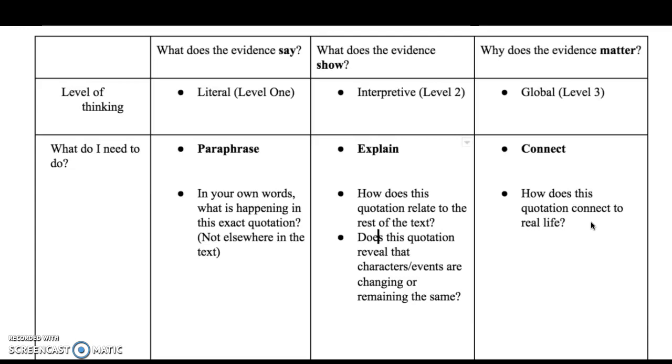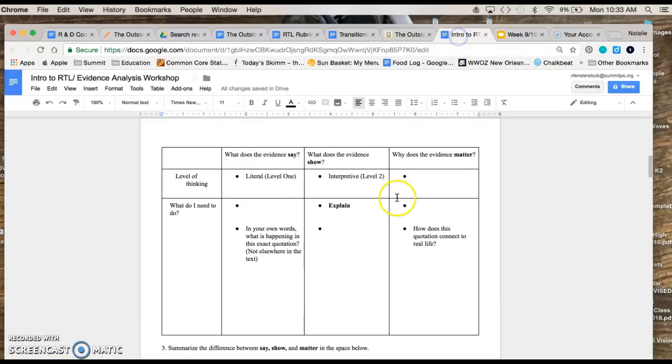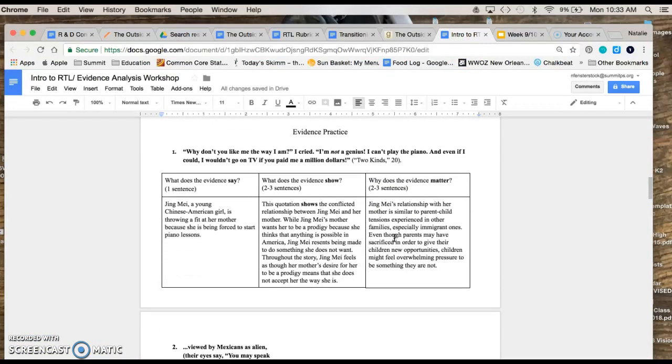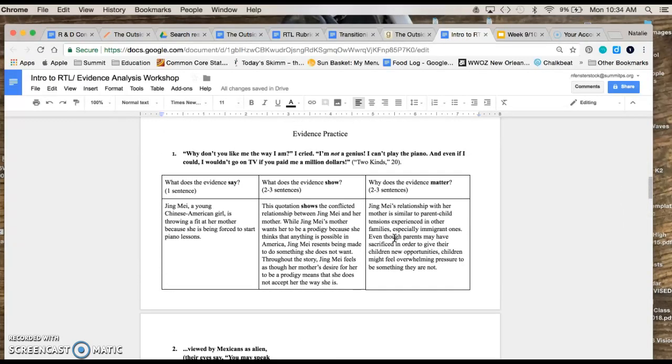What we're going to do now is actually take a look at the examples that you have in your RTL packet. Okay, so there are 2 that I've done for you that I'm going to walk you through right now. And then there are 3 more, 1 that I will walk you through and 2 that you will try on your own.